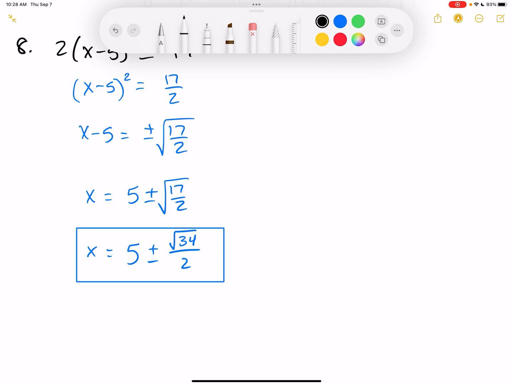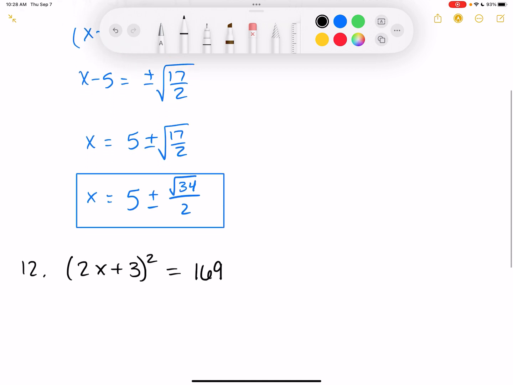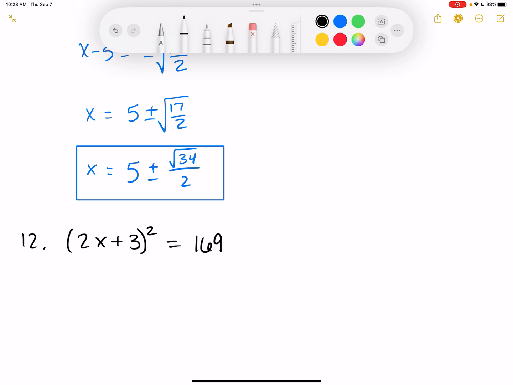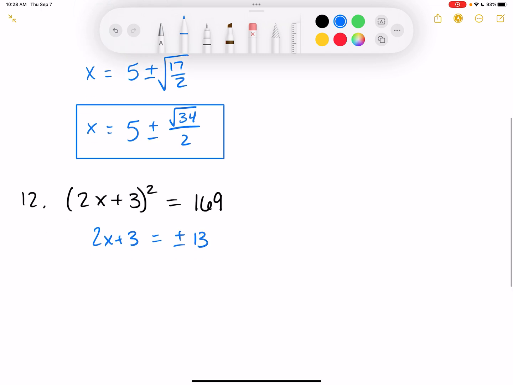So 12, (2x plus 3) squared is equal to 169. So if I take the square root of both sides, 2x plus 3 is equal to plus or minus the square root of 169, which is 13. So here, because this was a perfect square, I do need to divide it now because it's going to give me 2 separate distinct answers.